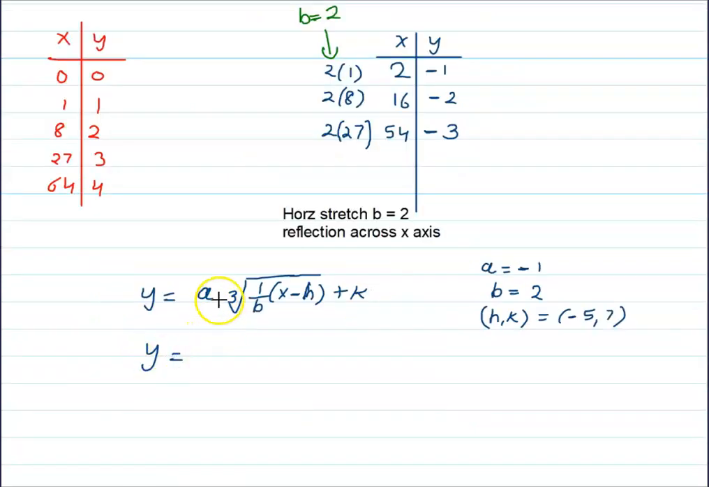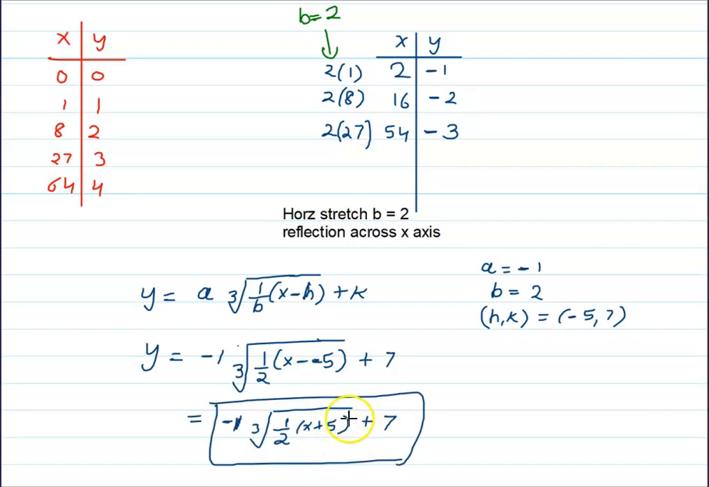Now we plug in the values of a, b, h and k into the basic cube root equation. We have a as -1 because there is a reflection across the x-axis, and b is 2, h is -5, k is 7, which gets simplified, and here we get the equation of the cube root function for the given table.